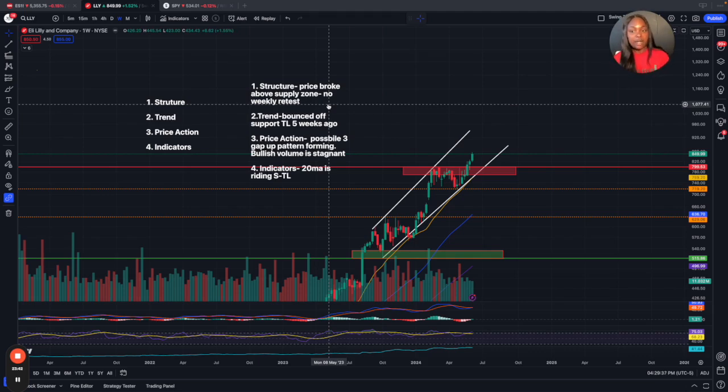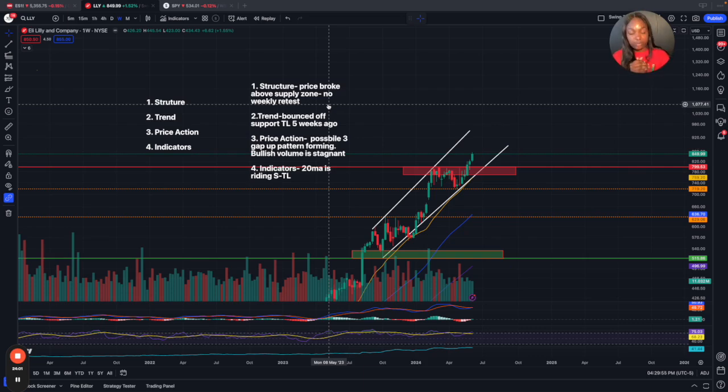It is bouncing off. It did bounce off the support trend line 5 weeks ago, and it's not near the resistance or the support trend line right now. Price action is telling me that possibly a 3 gap up pattern is forming, possibly, meaning I should expect a reversal in the next 1 to 2 weeks.